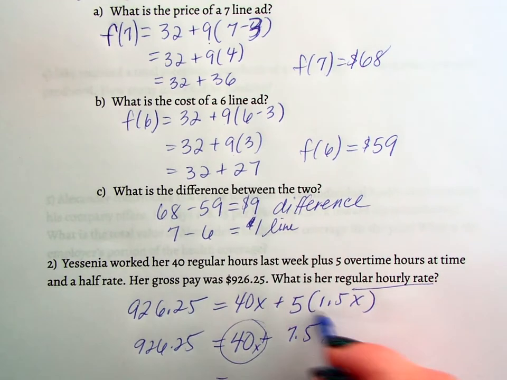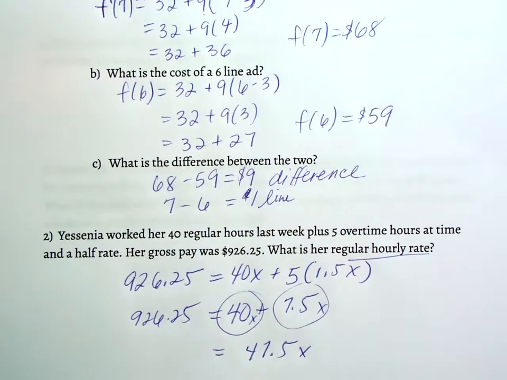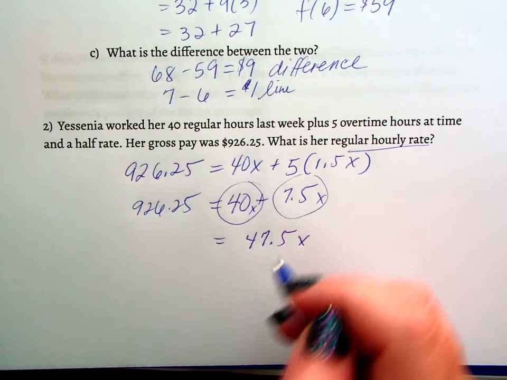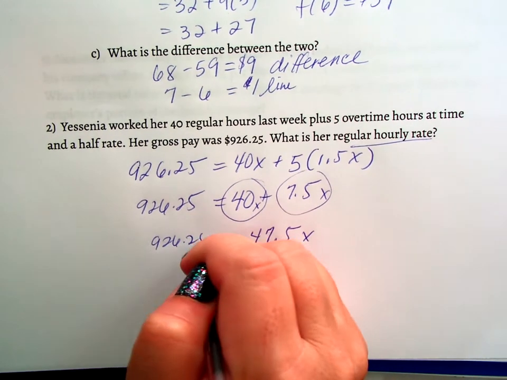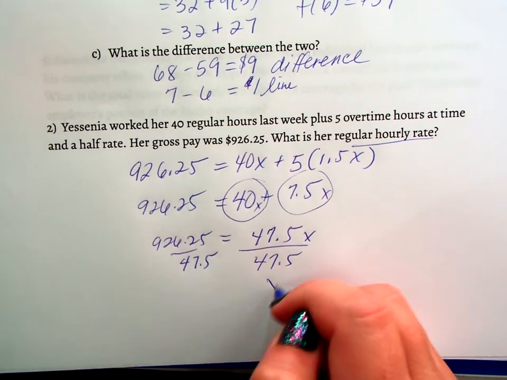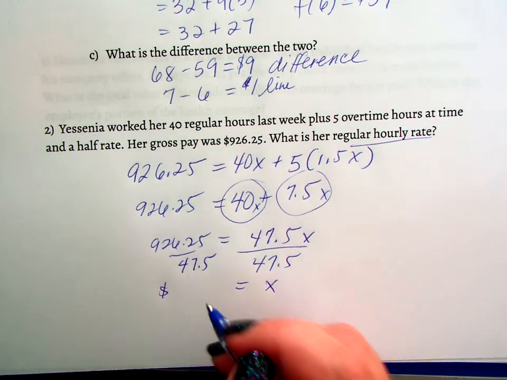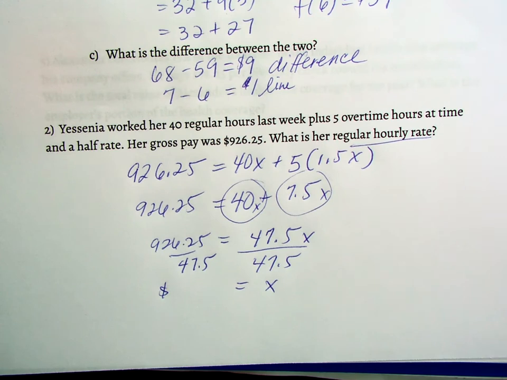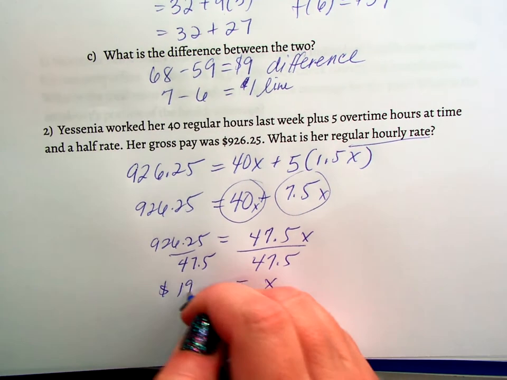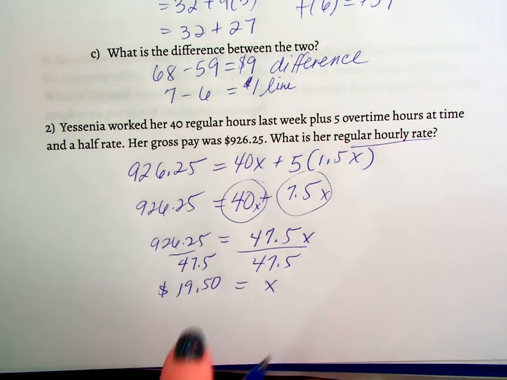Combining like terms, I have 40 x's, I have 7.5 x's, I get 47.5 x's. And then I'm going to divide both sides by that 47.5 to work backwards to get our hourly rate. So 926.25 divided by 47.5 is $19.50 an hour. What do you guys think? Is that a good hourly rate? Do we like that job?